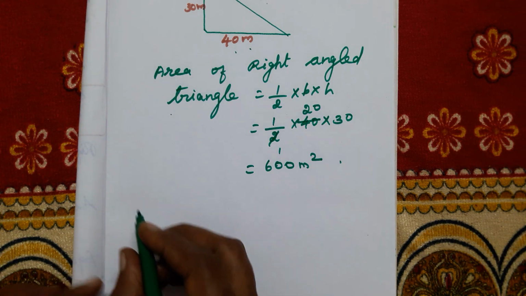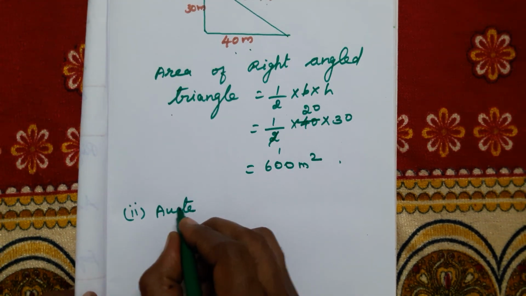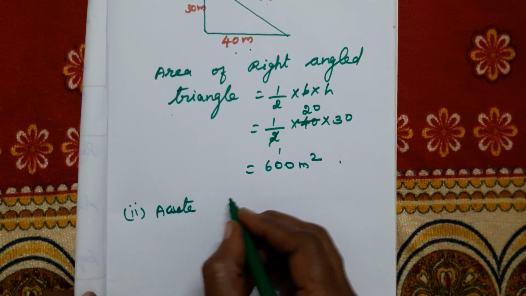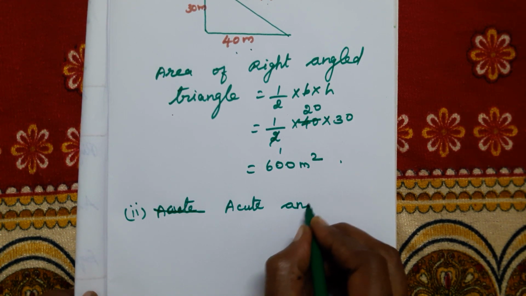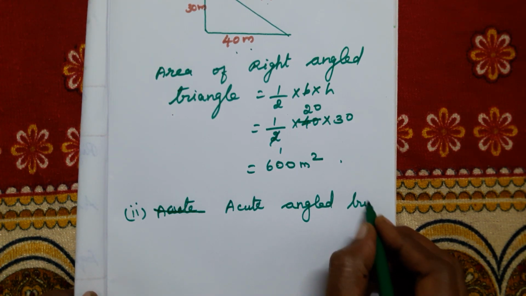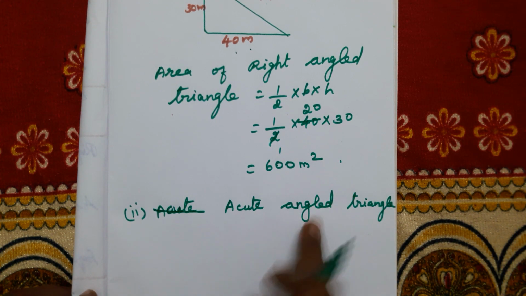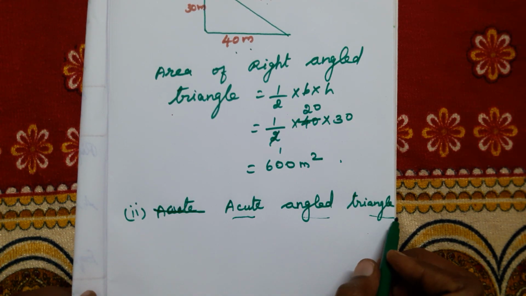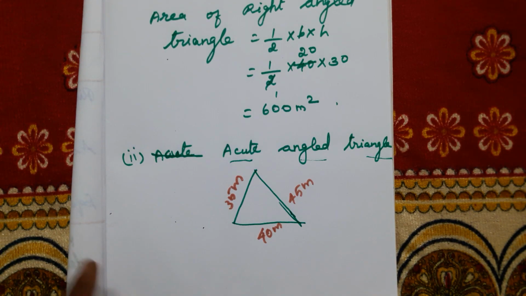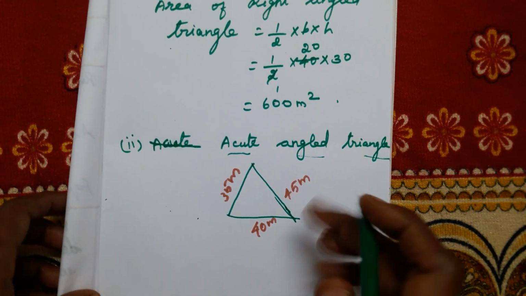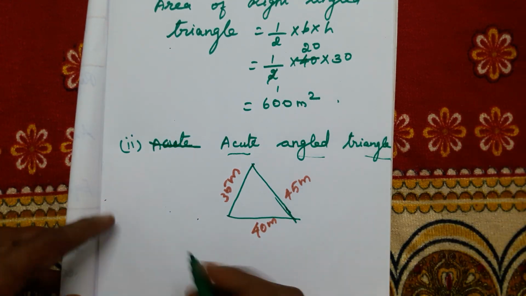Next one, acute angled triangle. Second one, acute angled triangle. Acute angled triangle means which one else can we say? Scalene triangle, like that also we can say. Next, acute angled triangle. Here 3 sides are given. You can take them as A, B, C.